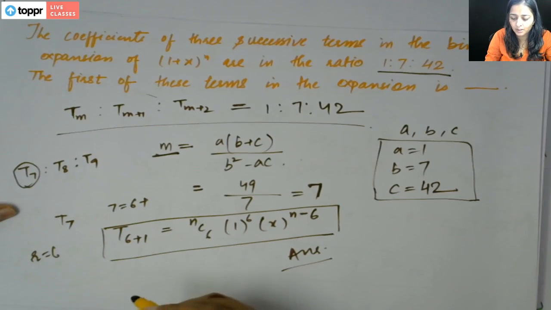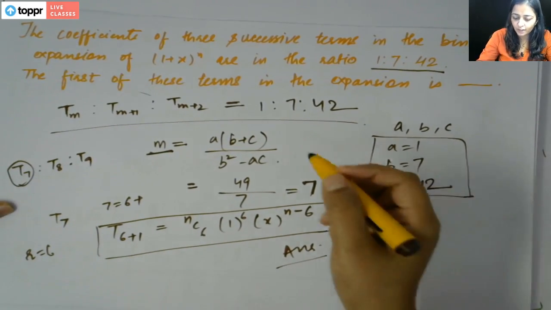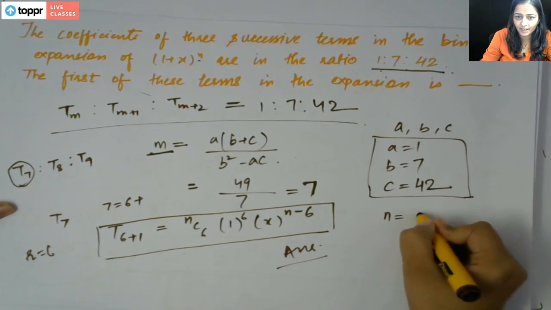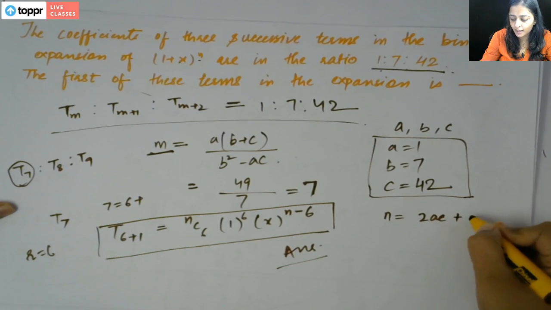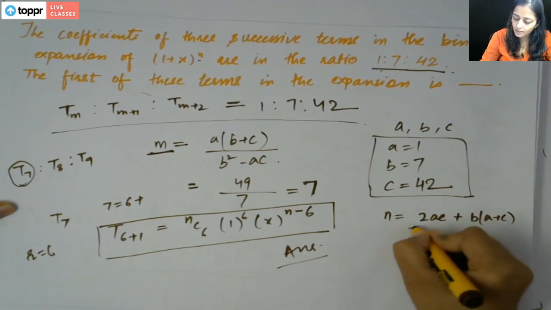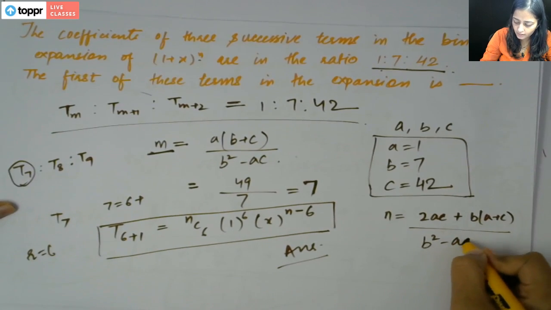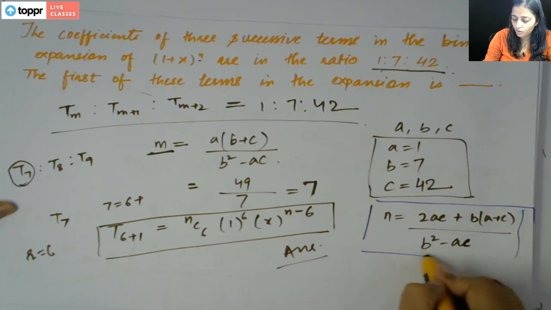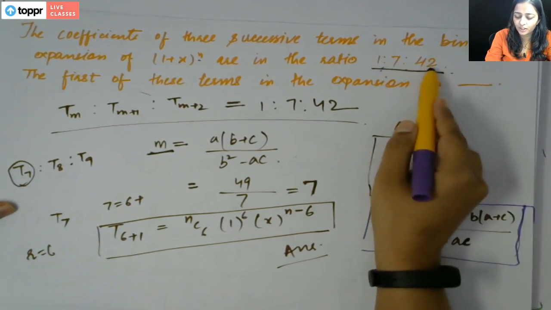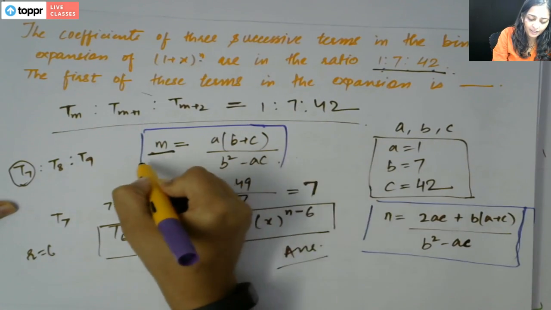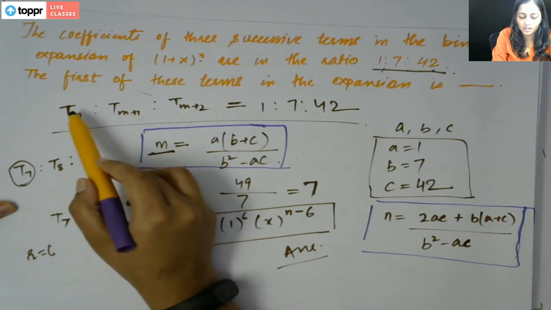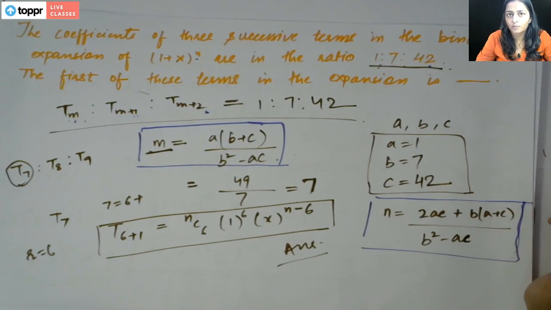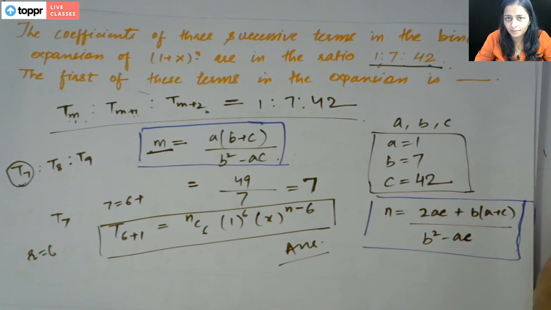I'll tell you another thing: if you have to find n and you have been given these three ratios a, b, c, then you can directly find n as well, which is (2ac plus ba plus bc) divided by (b squared minus 4ac). So you can get a question like this to find n. From this formula you can find n if you have these three ratios, and from this formula you can find m, where the ratio is of Tm, Tm plus 1 and Tm plus 2. These were questions from some previous year JEE papers. You can practice them, and that's all for today.